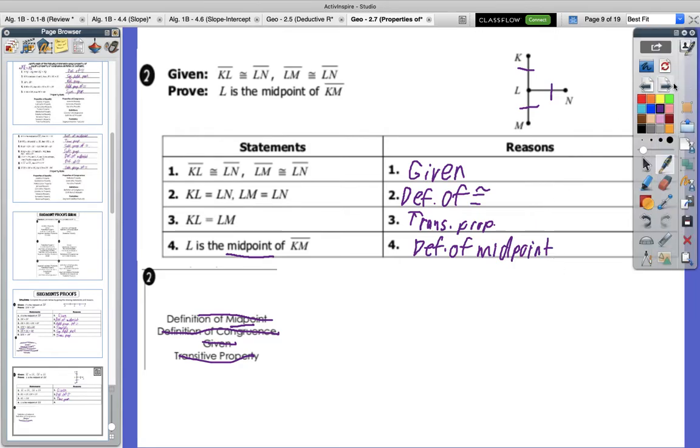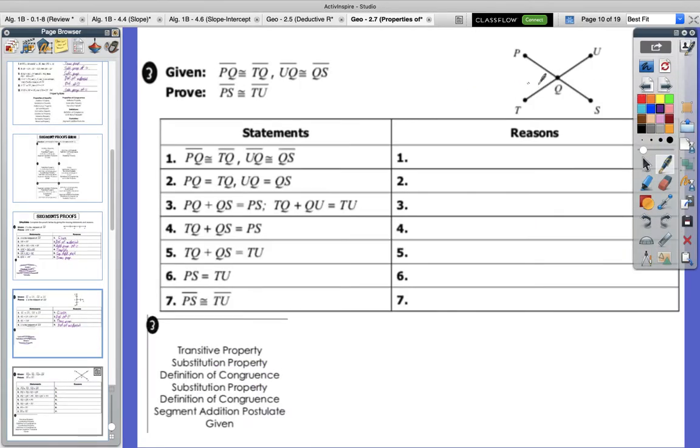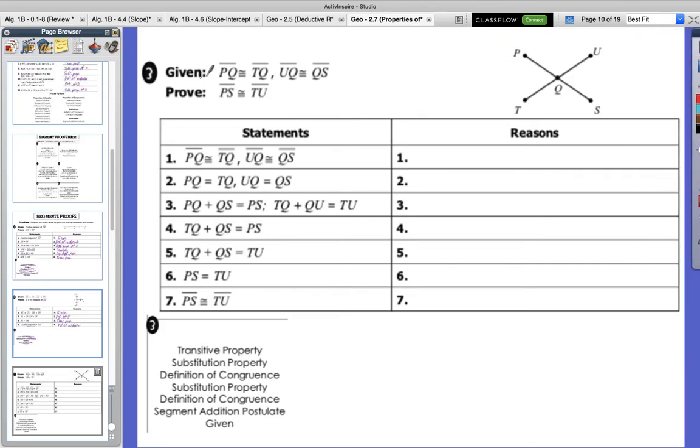On number 3, we have these two segments. Segment PQ is congruent to segment TQ. Segment UQ is congruent to segment QS. We're given all of that, so we're going to say it's given to us. We'll go down here, say given, and let's mark it on our picture.